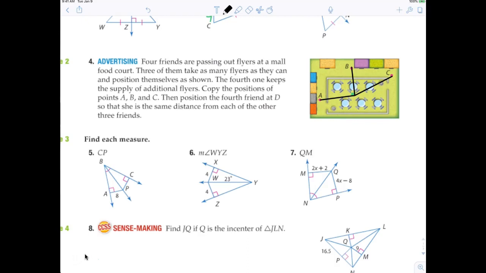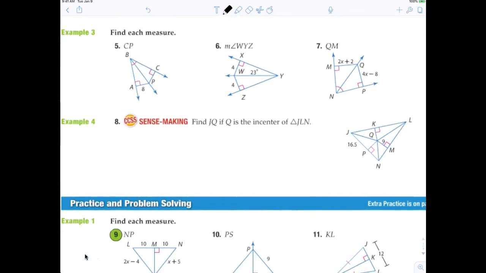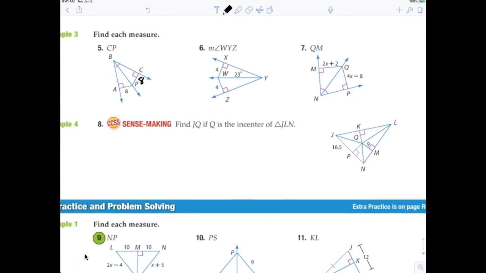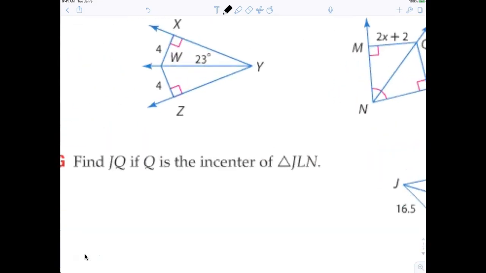All right, now let's check out number 5. CP has to be what? CP has to be 8. Again, because BP, we say, is the angle bisector. All right? Let's look at number 6. So WYZ would have to be what? 67. Good, 23 degrees.